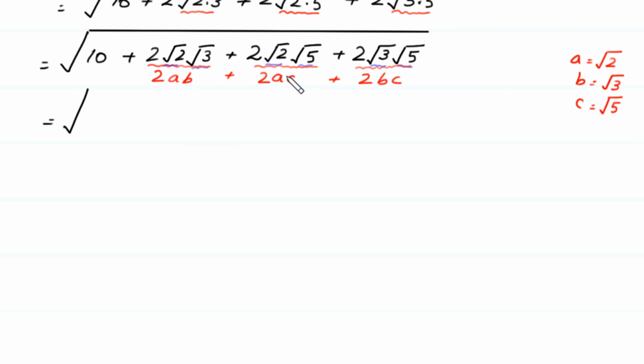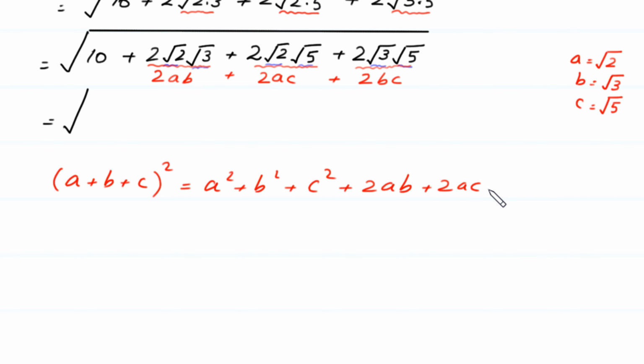So here we can complete the square by using this algebraic identity a plus b plus c whole squared is equal to a squared plus b squared plus c squared plus 2ab plus 2ac plus 2bc. And in this expression we have 2ab plus 2ac plus 2bc. We just need these three terms, a squared plus b squared plus c squared.